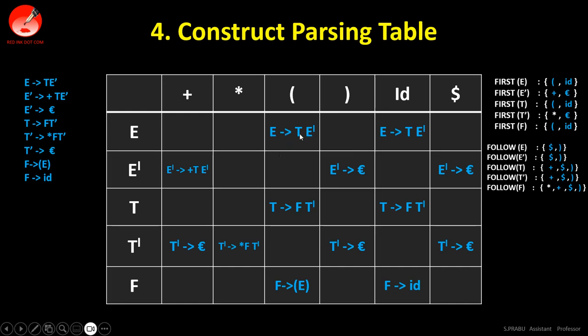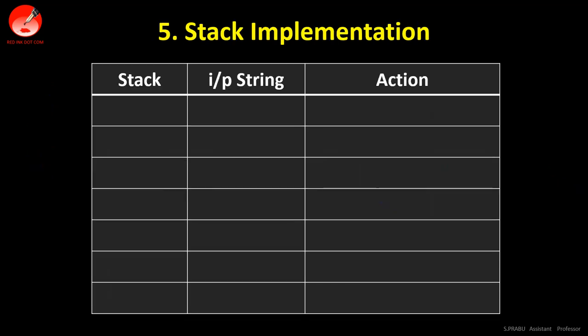Ensure each and every cell has a single production rule only. Then only we can go to the fifth step. If any cell has multiple production rules, we cannot do the stack implementation operation. The last step is stack implementation.